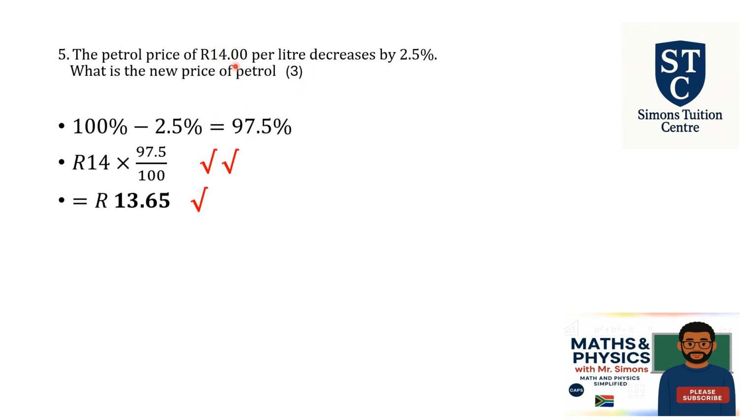Decrease means my answer must be smaller than 14 Rand. So that's where you check if you are doing the correct thing. So 14 Rand times 97.5 over 100 then becomes 13 Rand 65 cents. 1 mark for 97.5 over 100, another mark for the method, and a third mark for the answer.